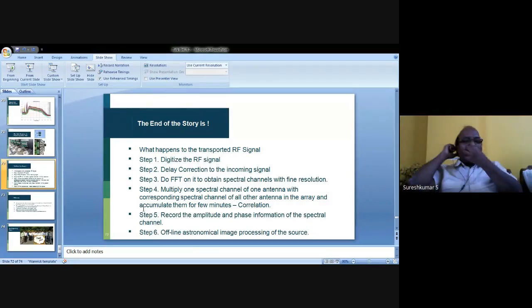Okay. So what people do is they record the amplitude and phase information of the spectral channels, individual FFT channels. Then they do either online or offline, mostly offline. There is software for it. People use astronomical image processing to produce an intensity map and various other images of the radio source. So it is basically offline image processing with the recorded data.